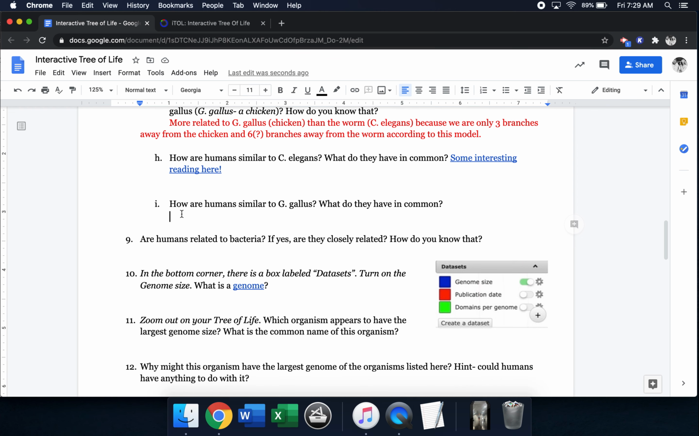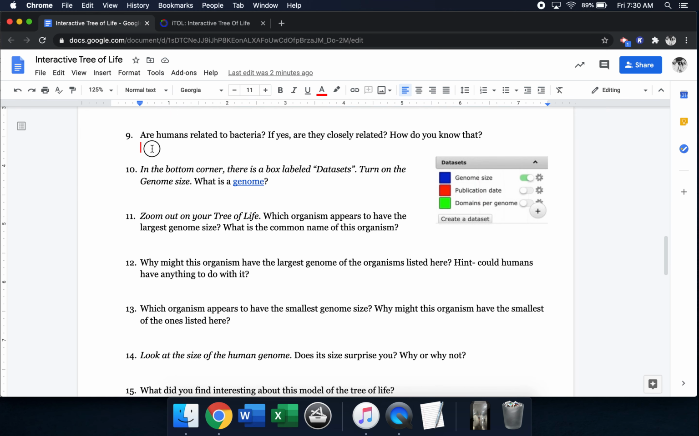And the next question, again, I'm going to let you answer on your own, but think about it. How are humans similar to G. gallus? This is the chicken. What do they have in common? For starters, chickens have 2 legs, so they move around on 2 legs. They have 2 upper limbs, just like humans have 2 upper limbs. Theirs are wings and ours are arms, but still. They have more similar digestive tracts. They have sexual reproduction. Not all worms have sexual reproduction. So again, I'll let you answer that on your own.